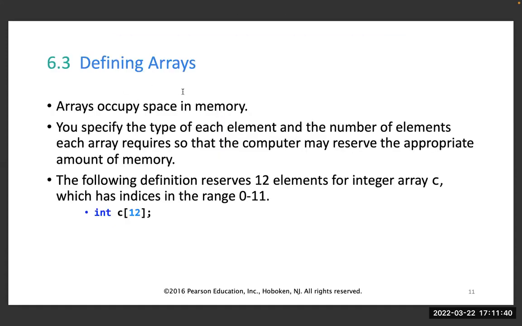Define array. Okay, so this is an example just like the former one. Now we confirm this is an integer array: int c[12]. So this means array c has 12 elements.